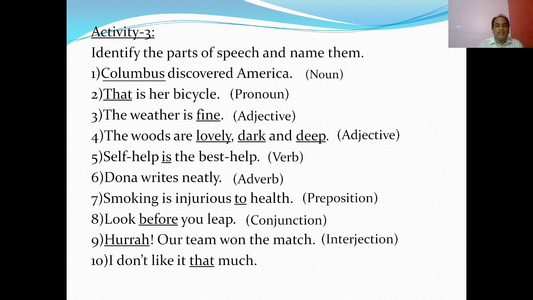I do not like it that much. Here, that is an adverb. Why? Because that here modifies much, the quantifier. So this is an adverb. That is the modifier of much. I do not like it that much. So that is the modifier of much. So that is here an adverb.